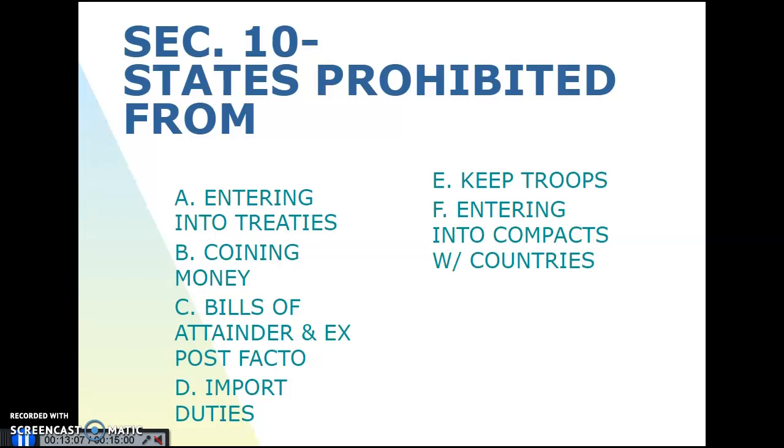And the states are prohibited from keeping troops and entering into compacts with other countries. Obviously, we don't want them having treaties or anything with China separately. We don't want Alabama to have a separate treaty or compact with Spain than what we already have. Okay. So that's Article 1.